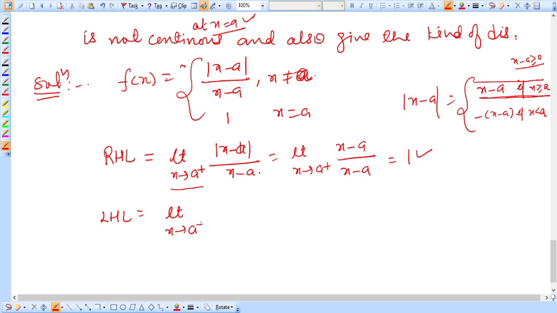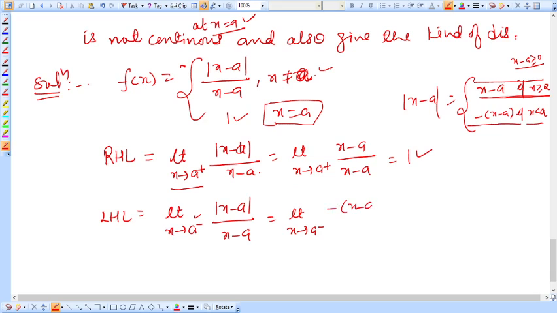Okay, so the left hand limit would be equal to limit x extending to a from the negative side of mod of x minus a divided by x minus a. Here x is not equal to a, it is slightly lesser than a, so this definition will be followed. If it were equal to a, then the other definition of the function would be followed. So we know when x is lesser than a, it is equal to minus of x minus a divided by x minus a. Cancel this, and we will be getting minus 1.